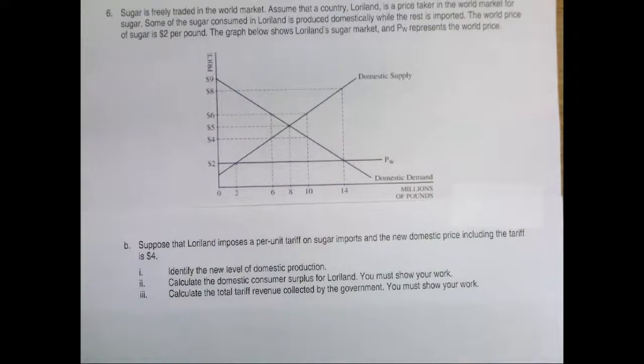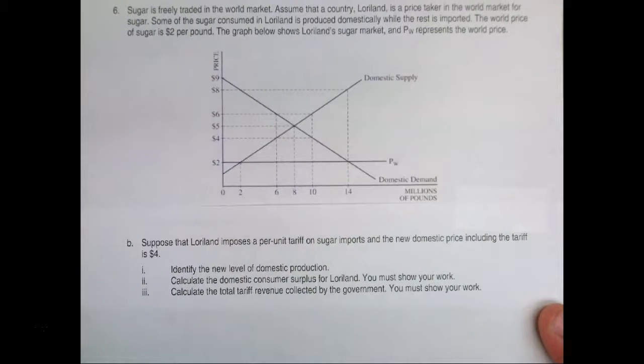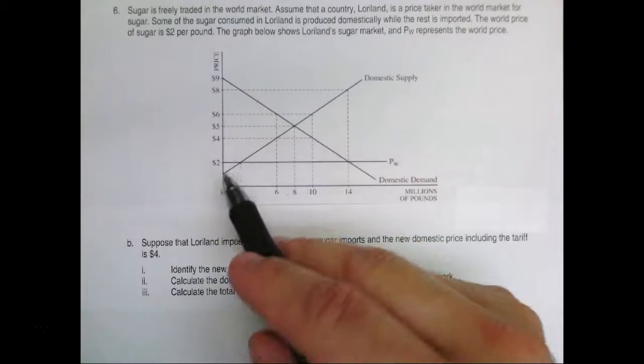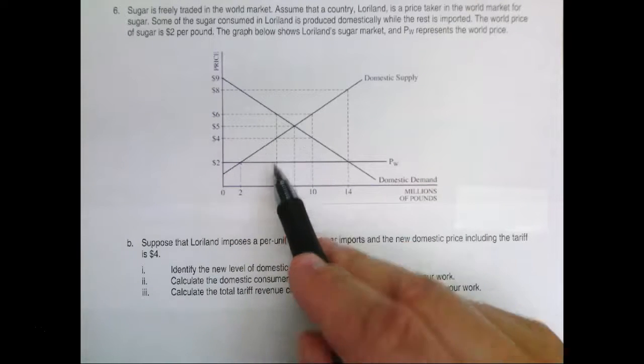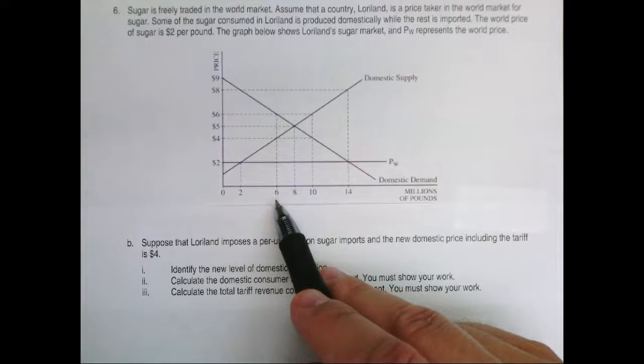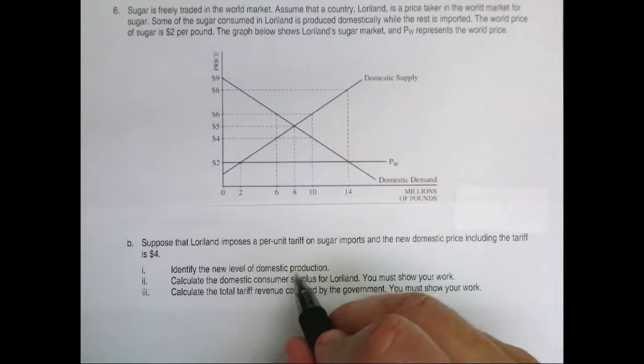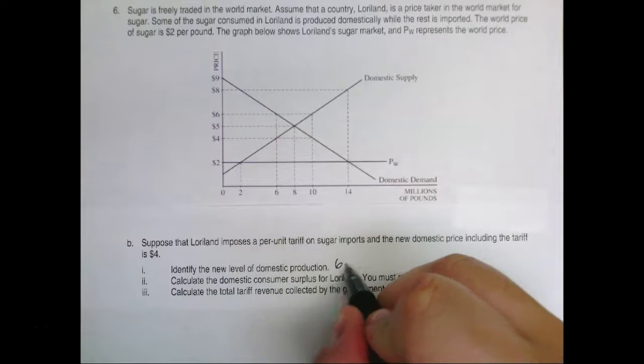This portion of the question is asking us to identify a number of different things. One, it says that if there is a tax that raises the price of sugar up to $4, what is the new level of domestic production? So I look on the graph, I see that at $4, we're going to produce 6 million pounds of sugar, because that's what the domestic supply would be at $4. So the answer to part one here is that we would have 6 million pounds.